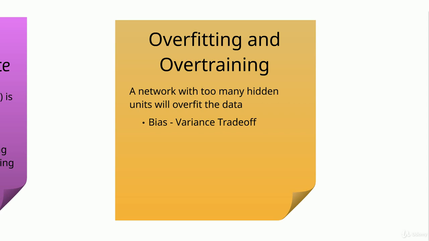We need an appropriate number of hidden units for our data so that we can avoid overfitting. We also have methods of regularization, which are going to help our networks generalize to new data. And that is really what regularization is. It's avoiding overfitting and overtraining so that when we get new instances, we are able to accurately classify those instances.